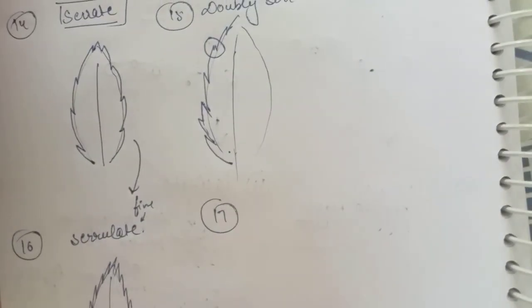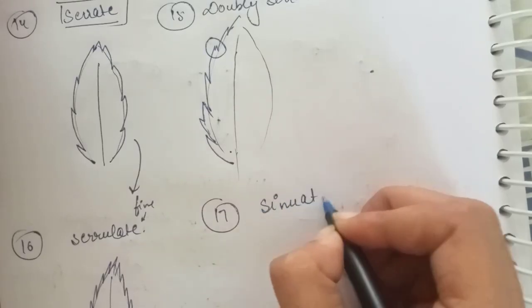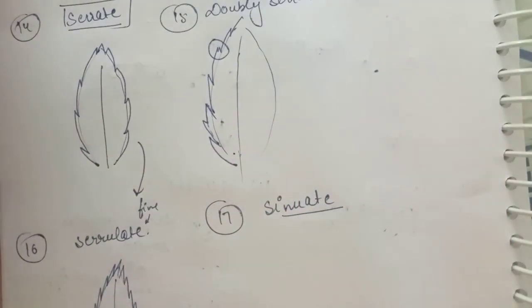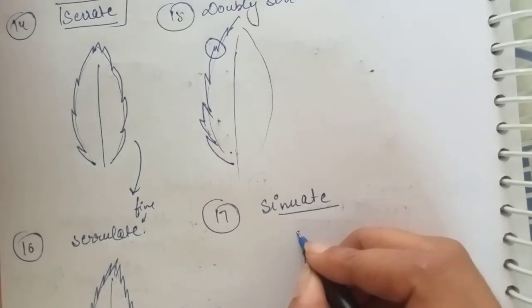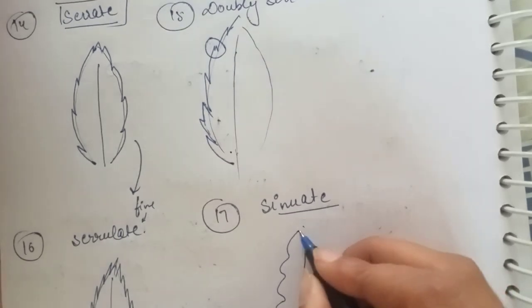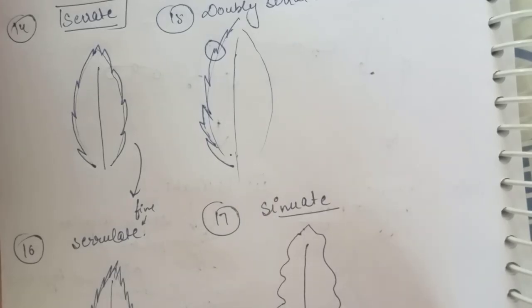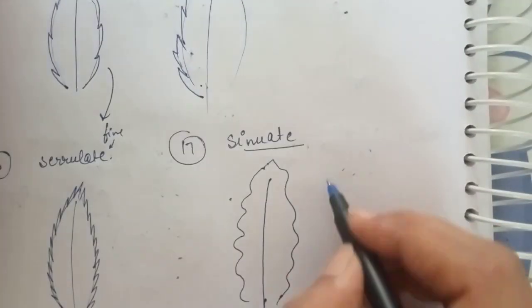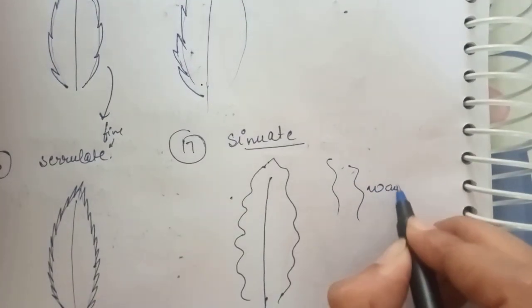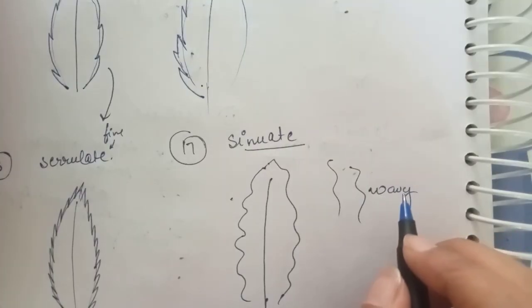And the last kind of margin of the leaf is sinuate. Sinuate means there is a wavy margin. How can we draw it? The margins are wavy. There is no particular sharp pattern, they are more or less waves. This is wavy margins.